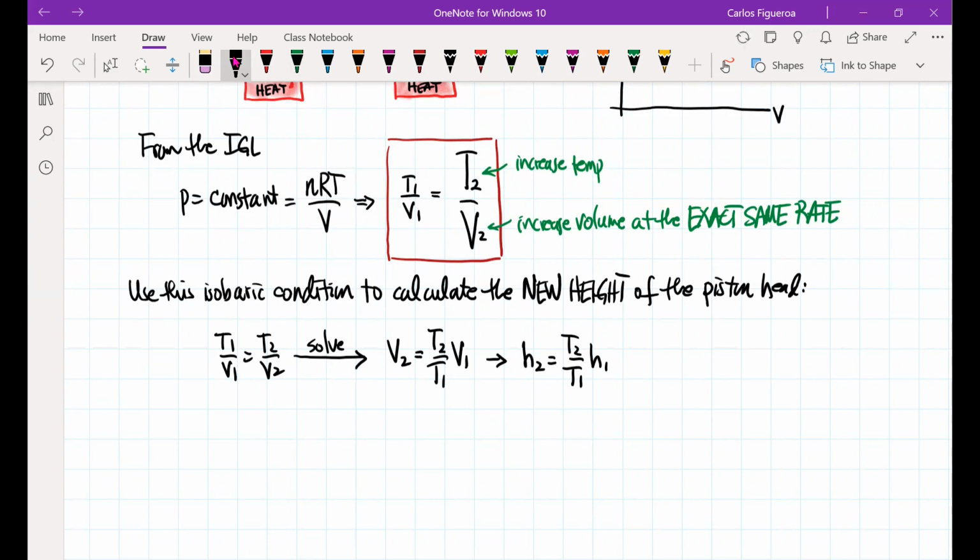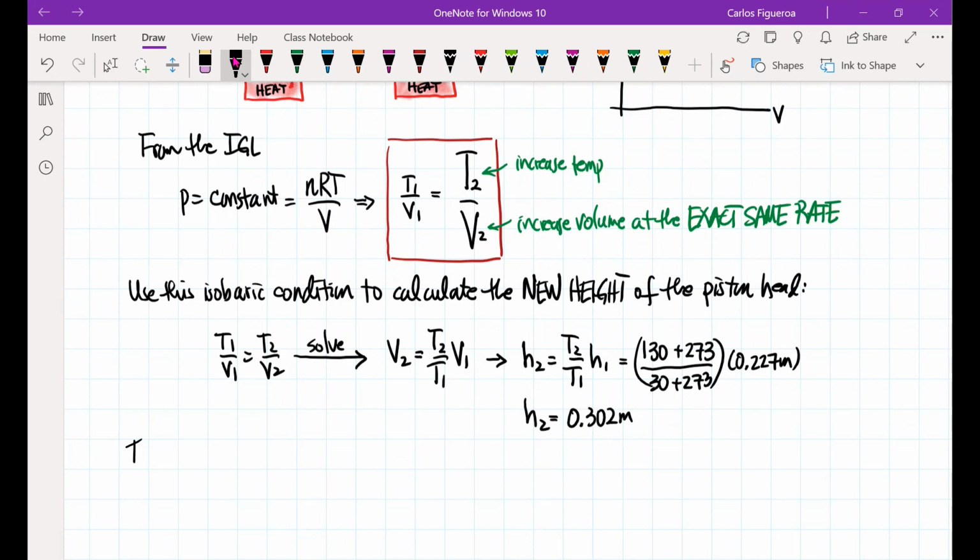So now I'm just going to put in my new values. I start off at 30 plus 273, and I go to 130 plus 273, and we already know that the old height was 0.227 meters. So when you compute this number, I get a value of 0.302 meters, which is H2.